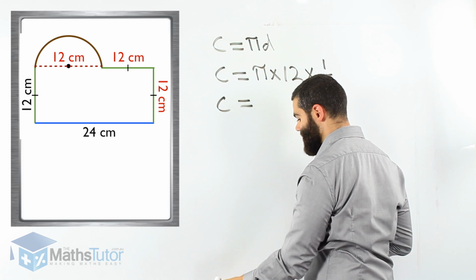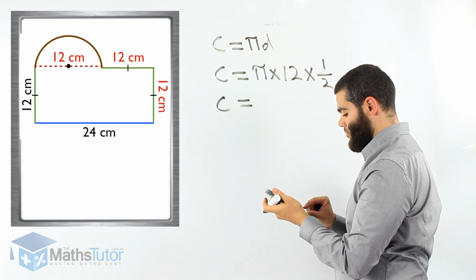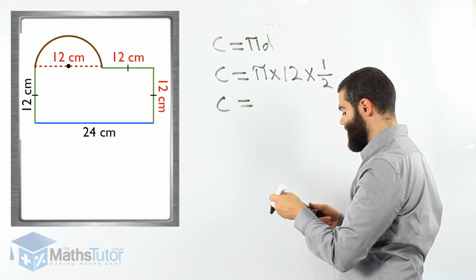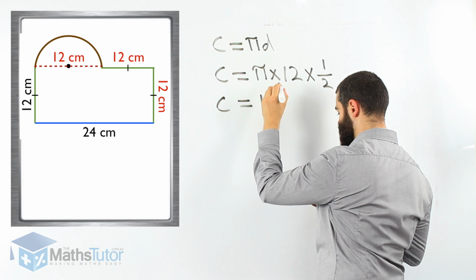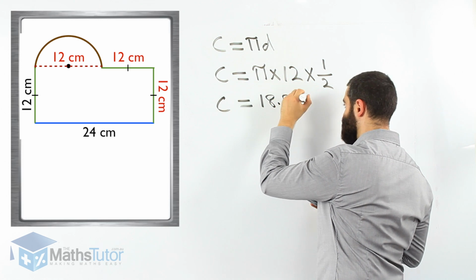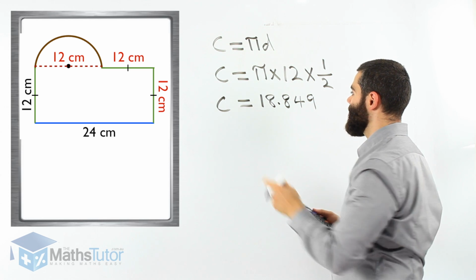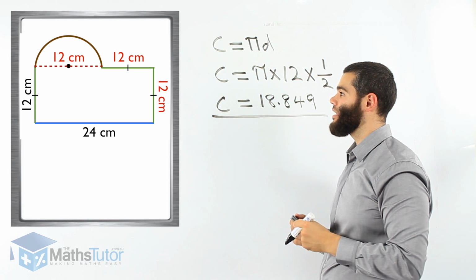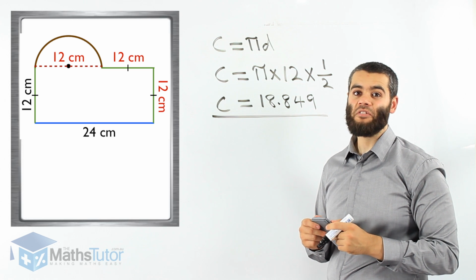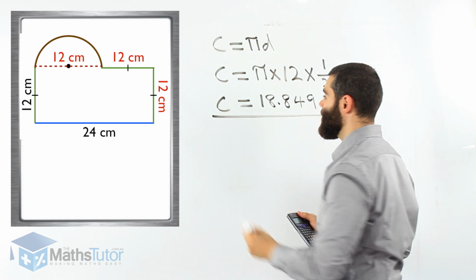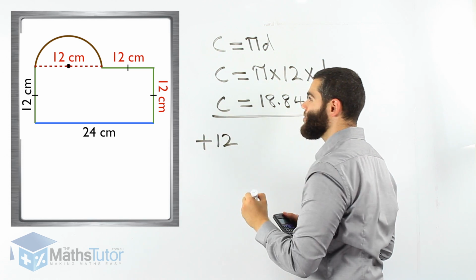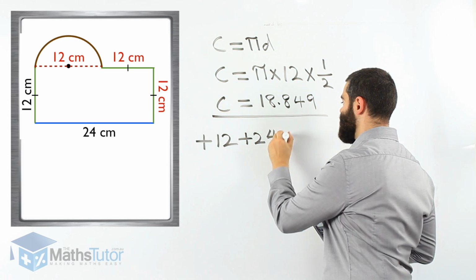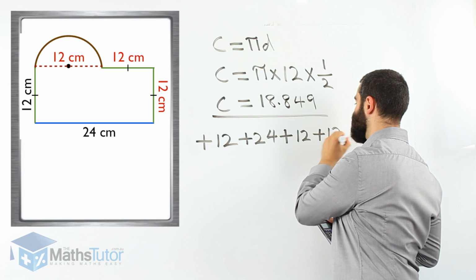Let's work it out. Grab your calculator. Pi times 12 times half, 18.849. Okay, now we've finished the top marked in brown. That's done. That's the circular edge. Now we're going to add all the other straight edges. We know we have a 12 marked in green. Then we have the 24 marked in blue. Then we have another 12 marked in green and another 12 marked in green.